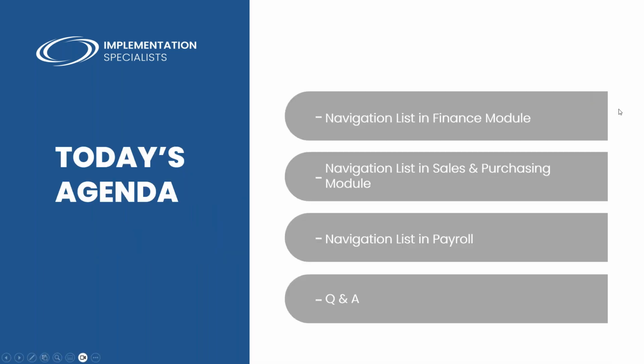So for today's agenda, we're going to look at the navigation lists that are inside the financial module, in the sales and purchasing, and then again in the payroll. And then we'll go over any questions that anyone might have. Navigation lists are available from the core GP, so right out of the package. If you're not seeing these navigation lists, definitely reach out to us to make sure that we get those working for you and that you have access to them.